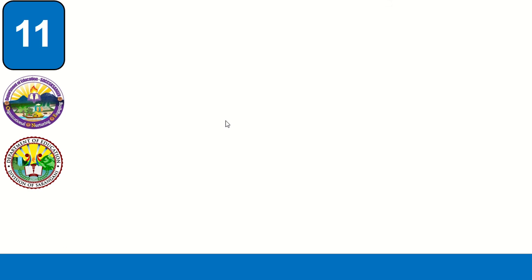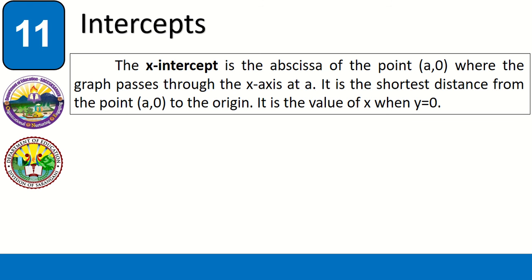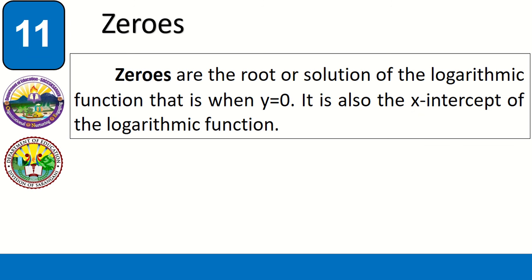So let's start with the intercept. We have two types of intercept, the x-intercept and the y-intercept. The x-intercept is where the y-coordinate is 0, or the value of x when y equals 0, where the graph passes through the x-axis at a, the point (a, 0). It is the value of x when y equals 0. The x-intercept is also known as the zero. These are the roots or solutions of the logarithmic function when y equals 0.